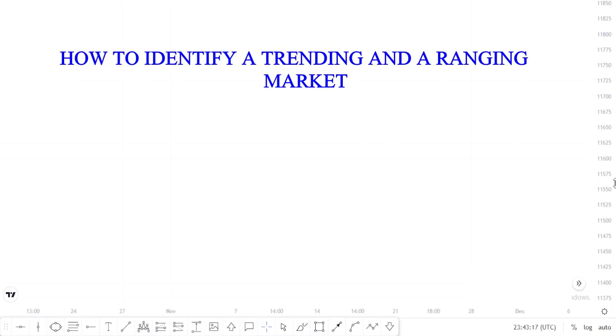Now, by trend reversals, how do we know if a bullish trend is turning into a bearish trend, and if a bearish trend is turning into a bullish trend?